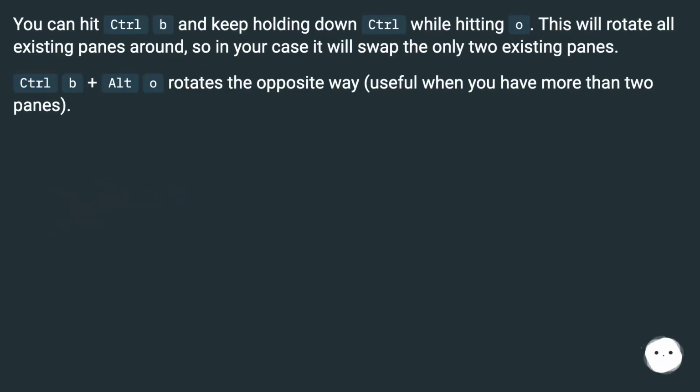You can hit Ctrl+B and keep holding down Ctrl while hitting O. This will rotate all existing panes around, so in your case it will swap the only two existing panes. Ctrl+B plus Alt+O rotates the opposite way, useful when you have more than two panes.